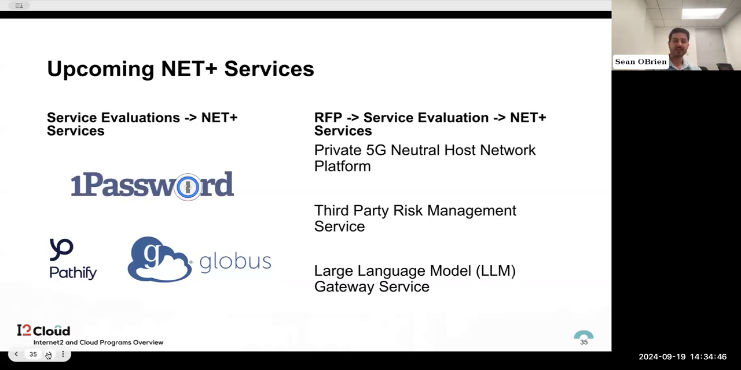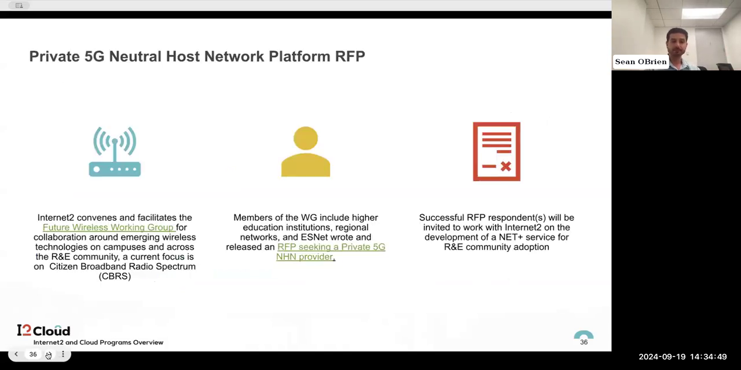And we've consulted with some experts internally and some community members on what the requirements are and what that competitive process looks like. So I want to talk to you about some of the new services, mainly because I think they're interesting, and I hope you do too. The private 5G neutral host network platform: in the last couple of weeks, we announced an intent to award on that service to a company called Khajiit, and we're bringing Khajiit through service evaluation today.